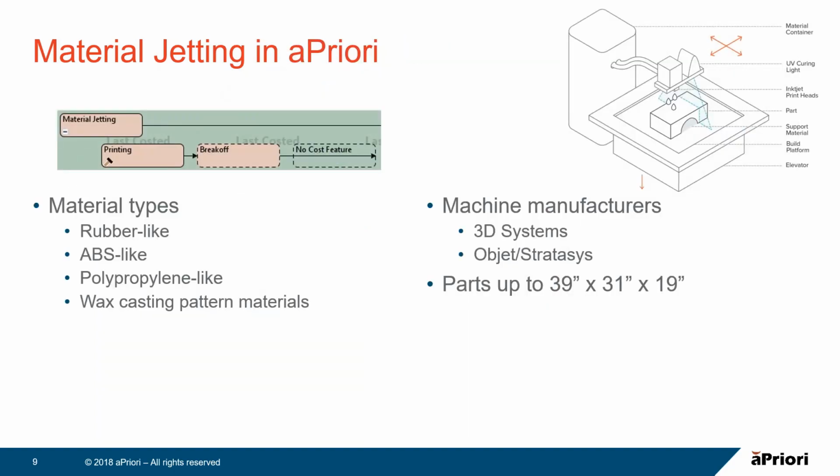Material jetting in aPriori is represented with the following routing. So the first process is printing, which is literally, just as I've explained, the printing of the part. And then break off, this is the process of removing support structures from the part. And in our VPE, or virtual production environment, we've got a range of material types: rubber-like, ABS-like, polypropylene-like, and a couple of the big machine manufacturers as well. And with material jetting, the parts can go up to a size of 39 by 31 by 19 inches.